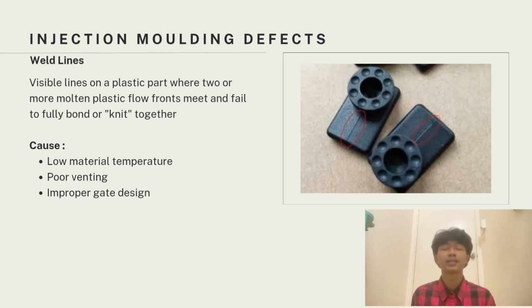The next is weld line. Weld lines are visible lines on a plastic part where two or more molten plastic flows meet and fail to fully bond and knit together. It is caused by low material temperature, poor venting, and improper gate design.